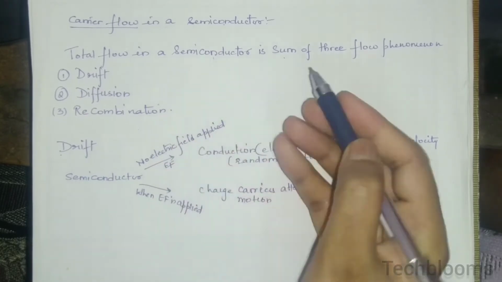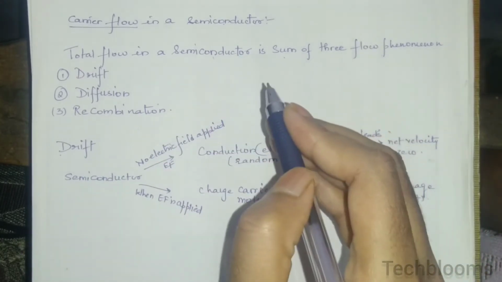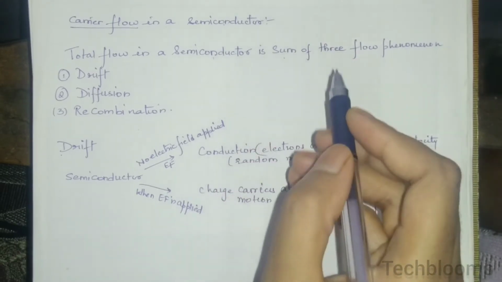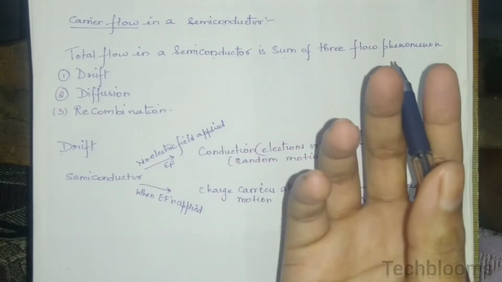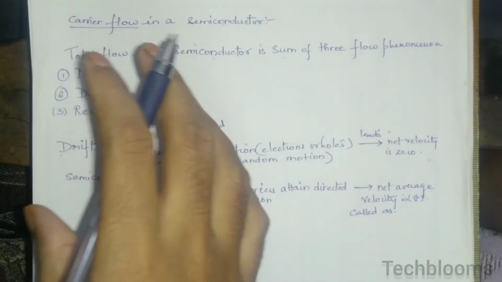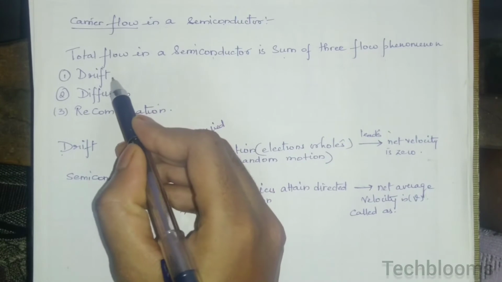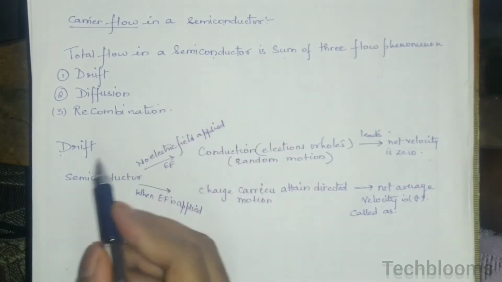The motion of the charge carriers in a semiconductor is directed by two mechanisms. One is the charge drift under the influence of an electric field, and the second one is diffusion of charge from a higher density to a lower density. First we'll look at what drift is, then we'll go to diffusion and recombination in steps.